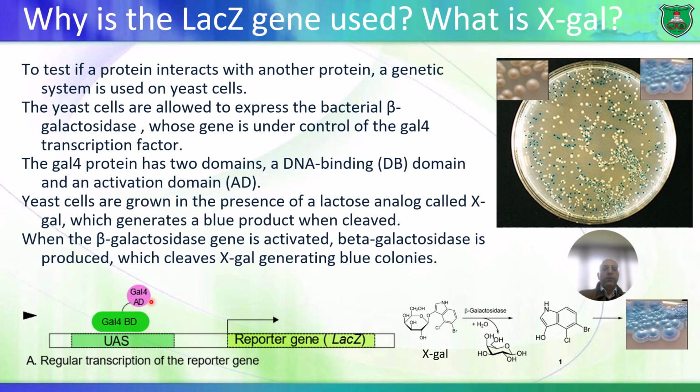Okay, let's go back to the definition of a domain. A domain is a three-dimensional structure of a protein, and it can fold independently of the rest of the protein, and it maintains its function. So we have two domains, DNA binding domain and an activation domain. This activation domain can activate the expression of a gene.